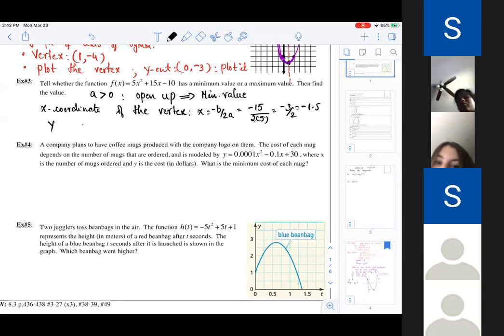The y-coordinate of the vertex is y equals 5 times negative 1.5 squared plus 15 times negative 1.5 minus 10. If you want to use a calculator, go ahead and calculate the y value.